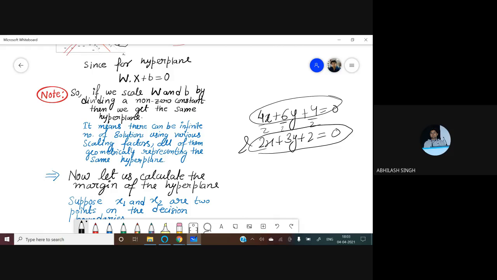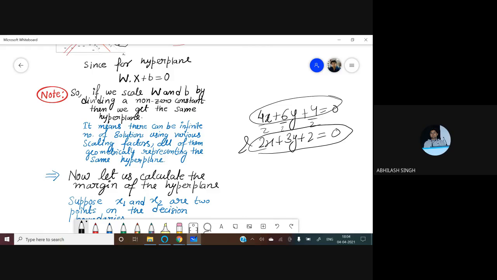Then there can be an infinite number of solutions using various scaling factors, and all of them geometrically represent the same hyperplane. So to avoid any confusion, once we get the value of W and B, just make it unique. Just don't change it. You can use a scaled version of W and B to simplify your computation, but I will not suggest doing so.